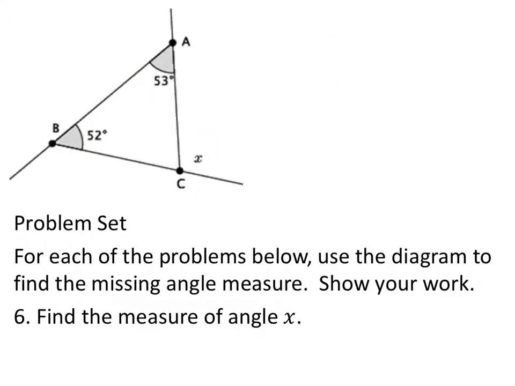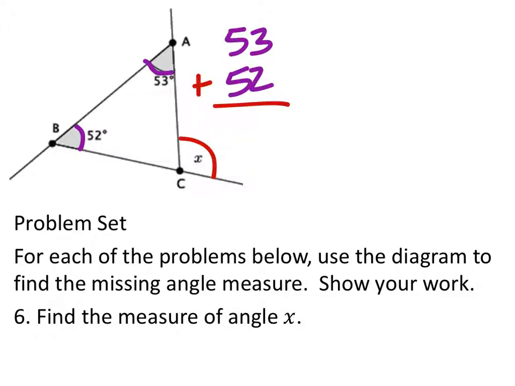Alright, so this one, angle X, is the exterior angle. Its two remote interior angles are 53 degrees and 52 degrees. If I add these together, I'll have my exterior angle at 105 degrees.